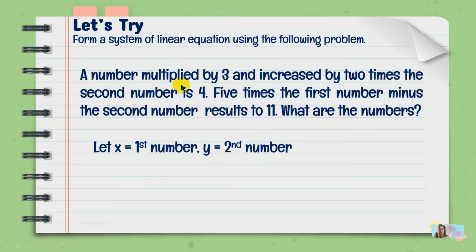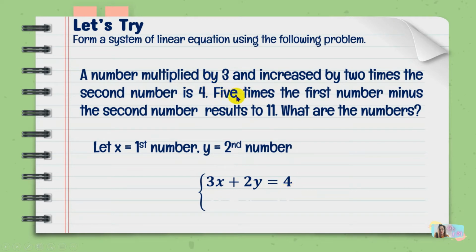A number multiplied by 3 and increased by 2 times the second number. A number multiplied by 3. So, yung atin the first number, i-multiply natin by 3. So, magkakaroon tayo ng 3x. And then, increased is addition. Pag sinabing 2 times, i-multiply natin by 2 yung ating second number. So, meron tayong 3x plus 2y is equal to 4.